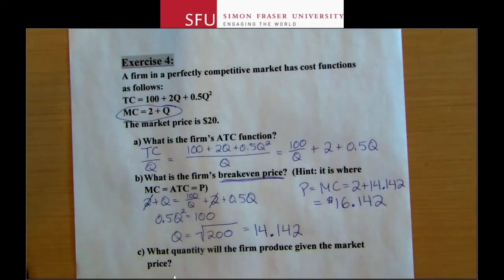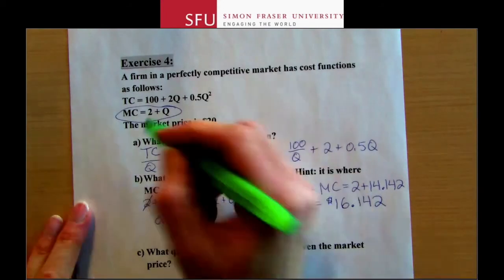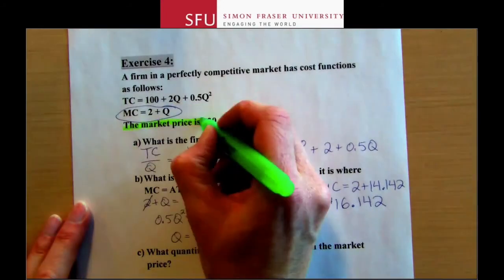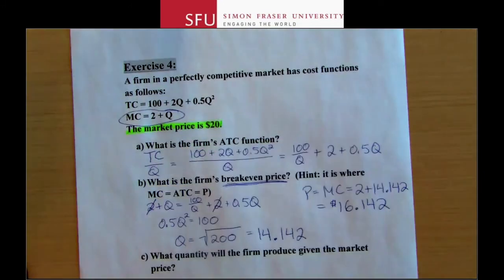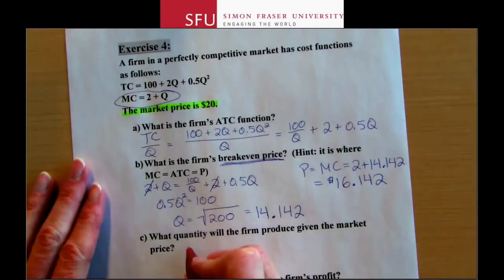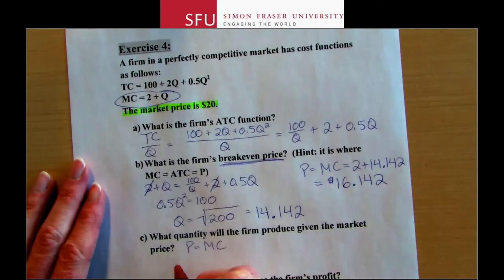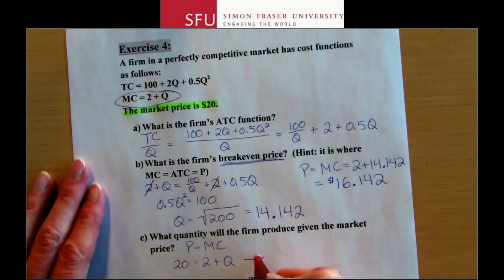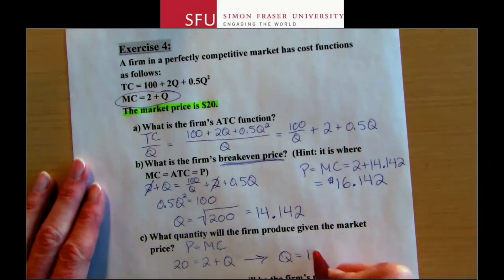Now the next one, what quantity will the firm produce given the market price? So the market price was up here, $20. The firm will always produce the quantity where the price equals MC. So if the market price is 20, the MC function is 2 plus Q. All right, so then quantity would be 18.